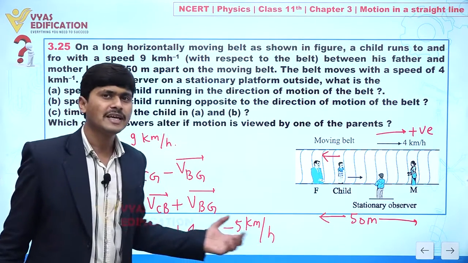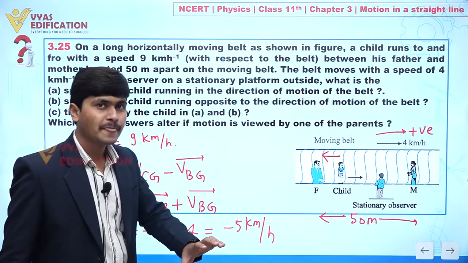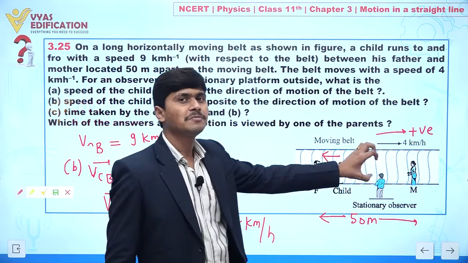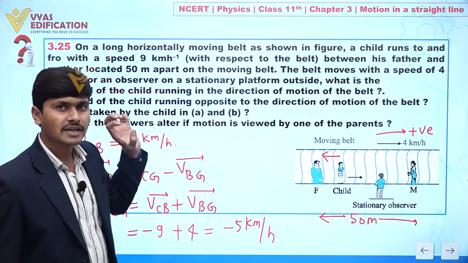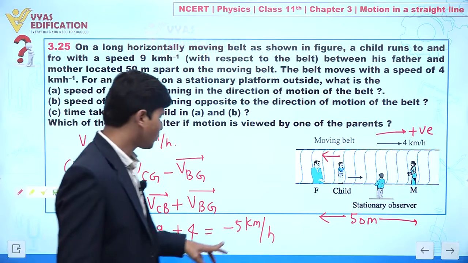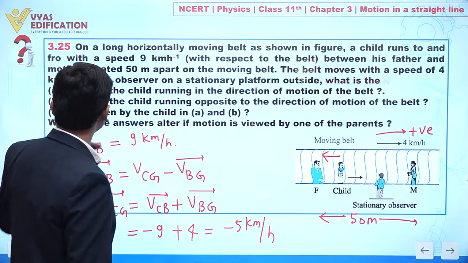This minus 5 indicates what? An observer that is stationary is observing the child moving in the left direction. Clear to you? So we can see here the velocity of a child with respect to ground is 5 km per hour. Clear to you? So A and B are completed.